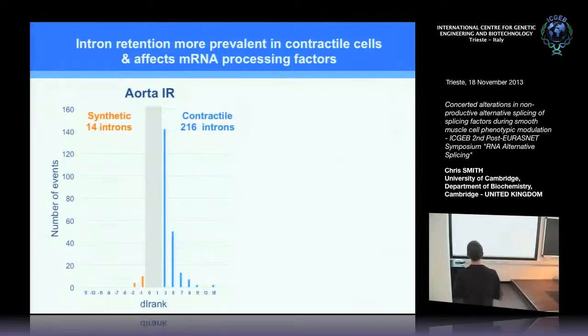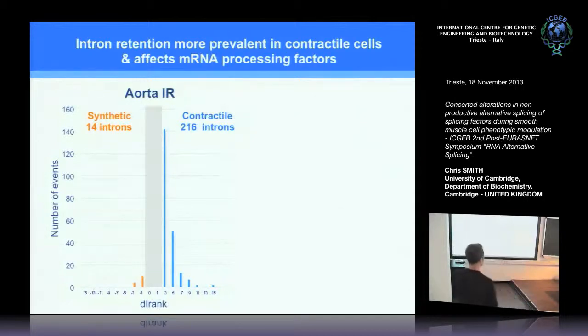But we also then looked at the subset of events that were affected by intron retention. So what we found here are a couple of things. The first is that if we looked at the intron retention events, we found that there was a very asymmetric distribution. So there was a much larger number of introns that were more retained in the contractile type cells, and a much smaller number that showed higher retention in the synthetic type of cells.